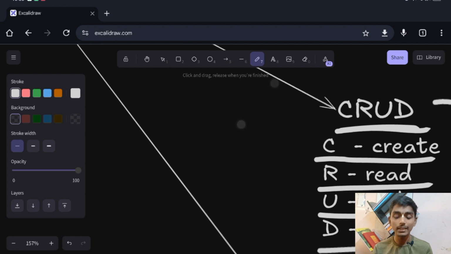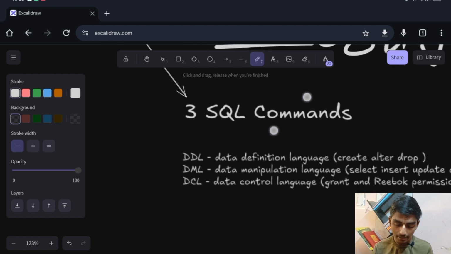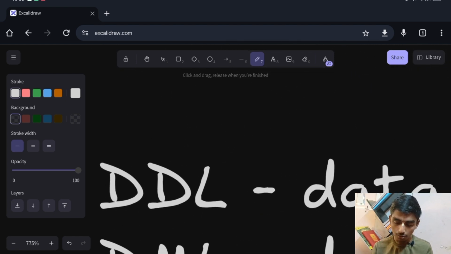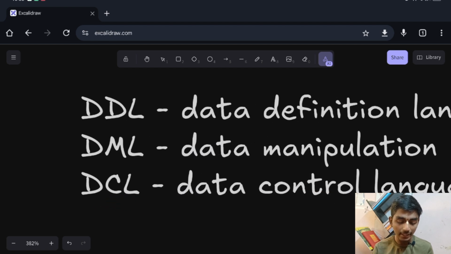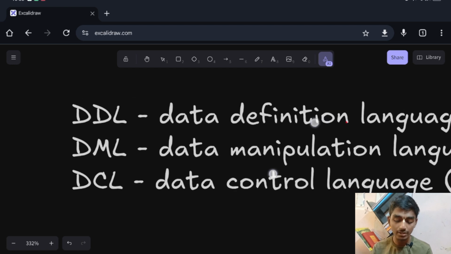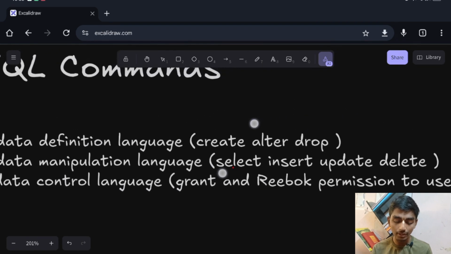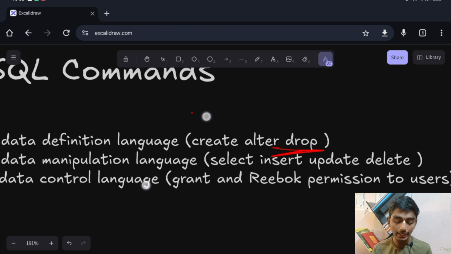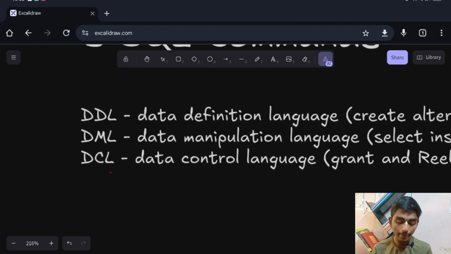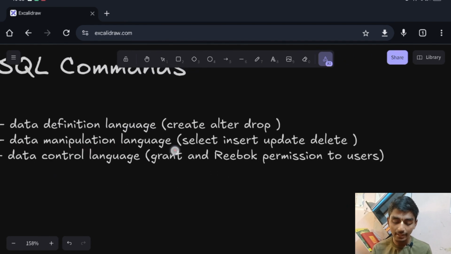There are three types of commands. The first one is DDL, the second one is DML, and the third one is DCL. DDL stands for Data Definition Language. In the data definition language you can create, alter or drop the data. In the data manipulation language you can select, insert, update or delete the data.